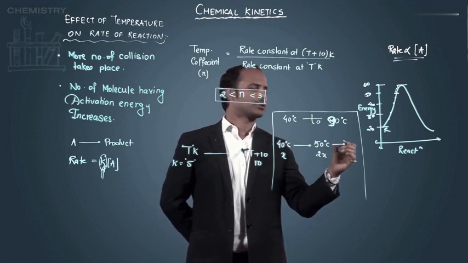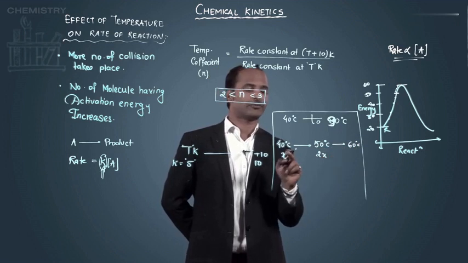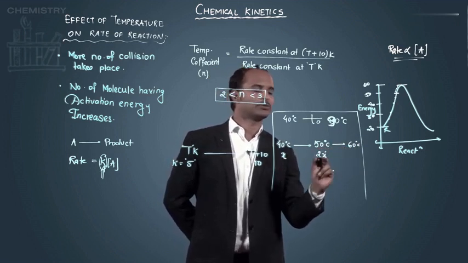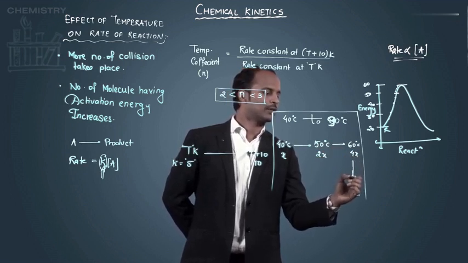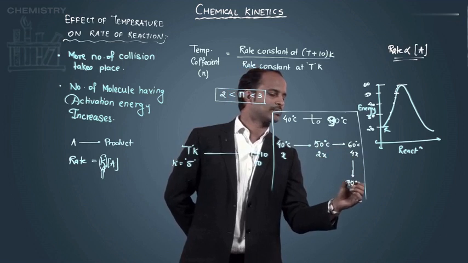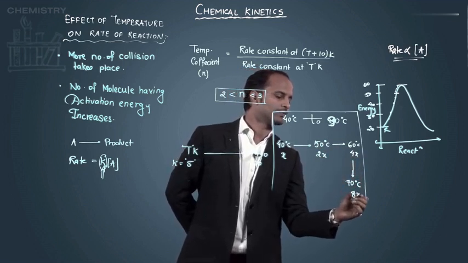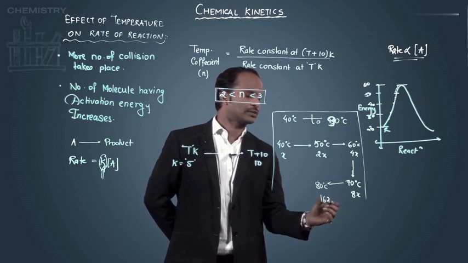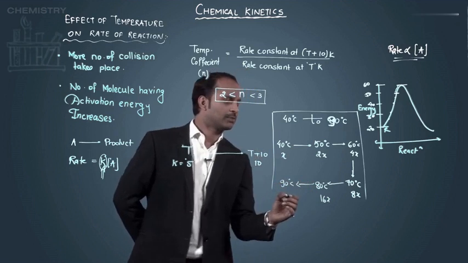Again I increase the temperature by 10 degrees Celsius, it becomes 60. 10 degrees Celsius from 50, not from 40. So 50 to 60, 10 degrees, so the rate of reaction will double. It means from 2x it will become 4x. Then I increase the temperature to 70 degrees Celsius. Again 10 degrees Celsius, so the rate will double. Then from 70 I increase to 80 degrees Celsius. Again it will become 16x, and 80 to 90 it will become 32x.